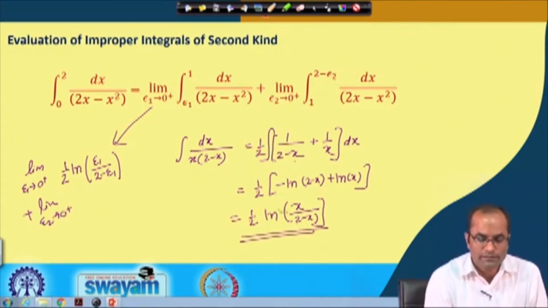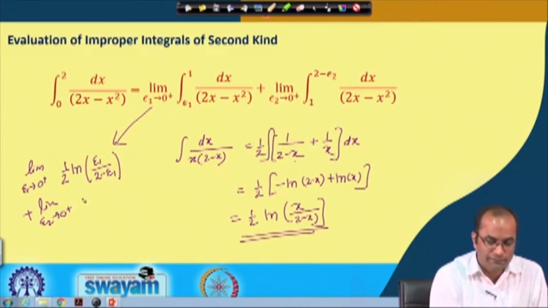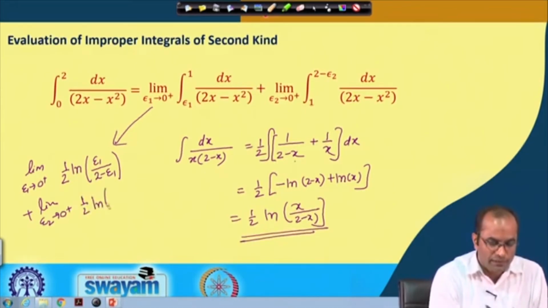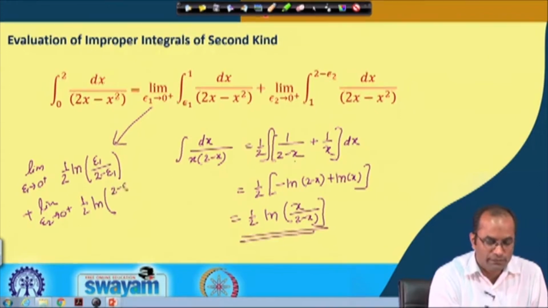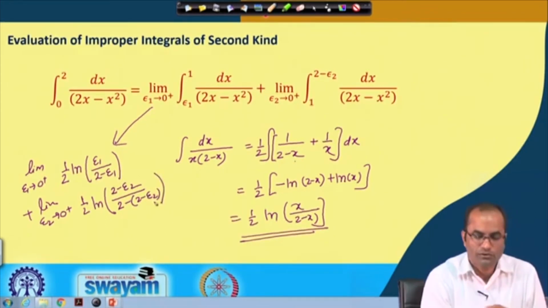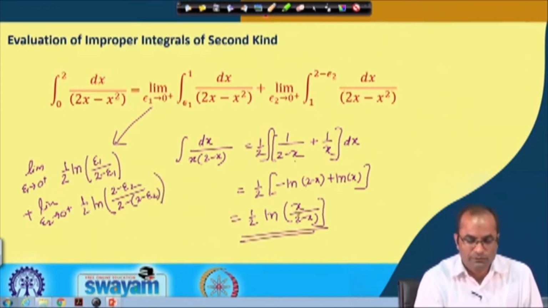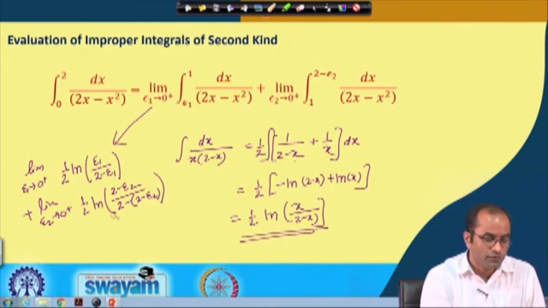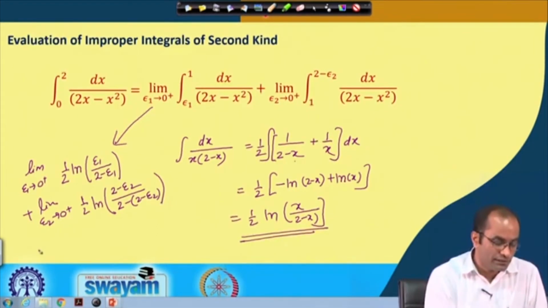The second one, we will have this limit epsilon 2 goes to 0 plus for the second integral, and now we will put 2 minus epsilon first. So, here we have half ln, and for x we are writing 2 minus epsilon 2 over 2 minus, for x again 2 minus epsilon 2, and then we have this 1 there, that will be again 0. So, we have these two values, two integrals now.